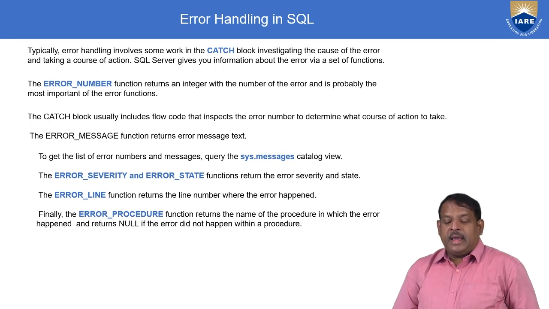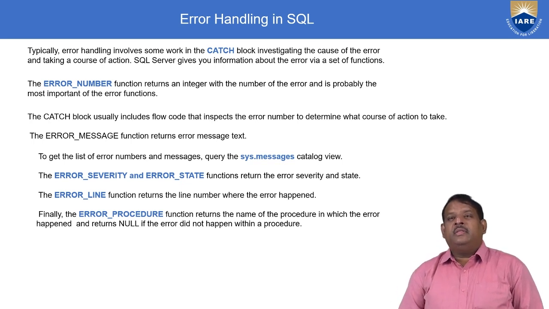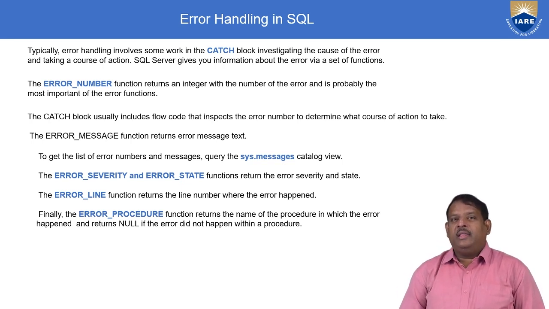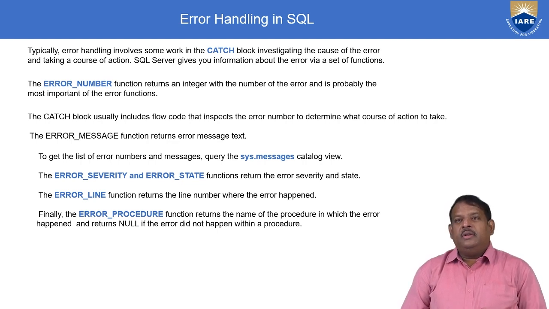So error handling means not throwing the error to the user. We have to handle the error. When you get an error, ideally you should not throw it to the end user. Instead, you try to handle the exception. That handling is done in the catch block.